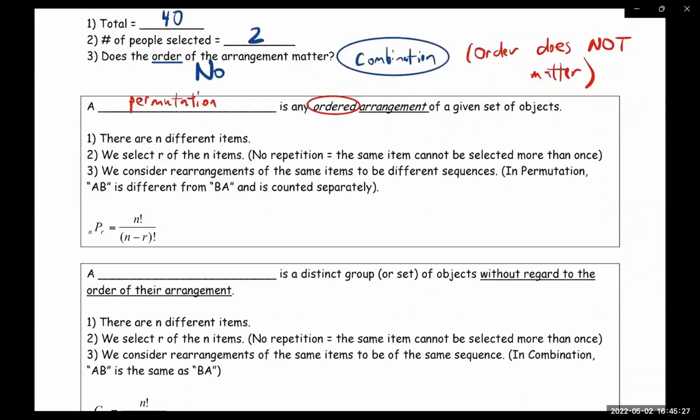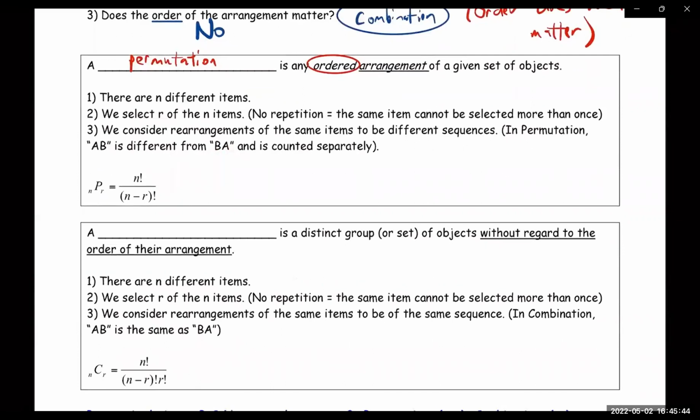No repetition. The same item cannot be selected more than once. We consider rearrangements of the same items to be different sequences. Okay. So AB is different from BA because maybe the A is the leader, B is the assistant. That's different from B being the leader, A being the assistant. So how would we solve this problem?